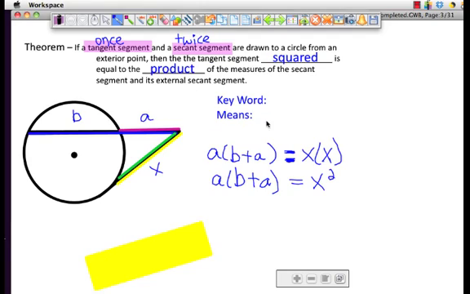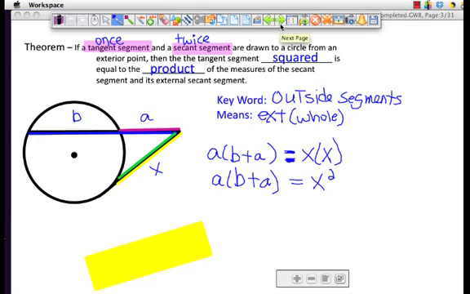What you really need to memorize is that anytime you have segments on the outside, the trick is to remember that it's the exterior piece, whatever's sticking out, times the whole piece. Please don't fall into the trap of doing A times B. That's not what this rule says. It's the exterior piece times the whole piece.